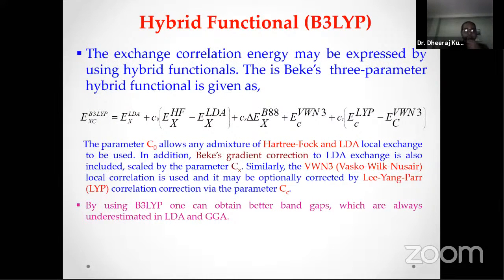In this approximation, Lee, Yang, and Parr, three scientists, made the modification in Becke's three parameters, and also included the local density approximation as well as the generalized gradient approximation. By using this B3LYP approximation, we can get better values of properties and eigenenergies of the system.